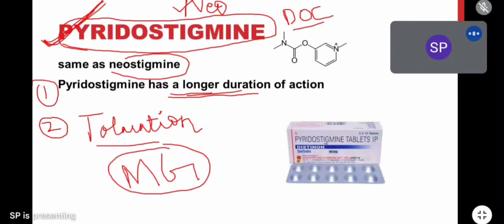Clear? Yes. Now you see, what are its kinetics? Its kinetics are the same as neostigmine. It is available in oral form and in IV form, but IV formulation is preferred, and sometimes it is given in tablet form also.